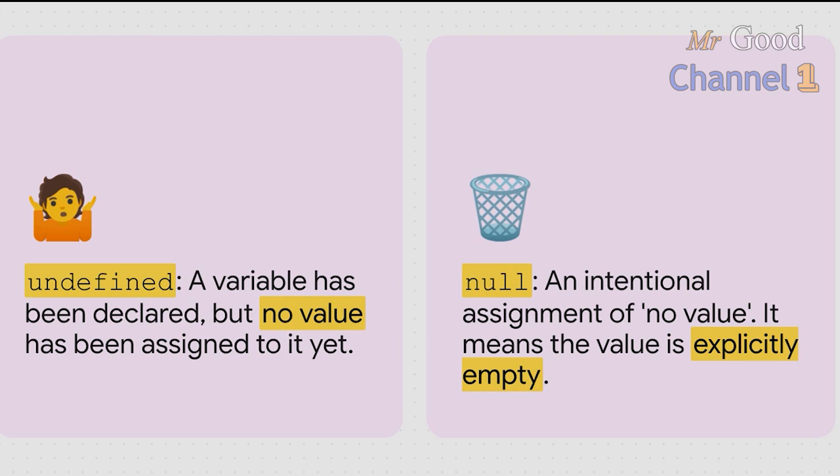There are 2 ways. First, there's undefined. This is the default. It's like you've created a box, but you've never put anything inside it. The box exists, but it's empty. Null, however, is different. Null is when you, the programmer, intentionally put a label on the box that says this is empty on purpose. It's an explicit assignment of no value.